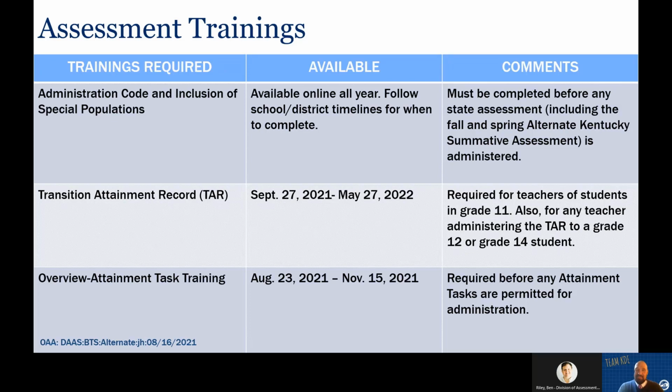For any high school teachers that will administer the Transition Attainment Record, or what is now commonly known as the TAR, they must complete that training as well. The TAR training will open on September 27th, 2021, and will close May 27th, 2022.